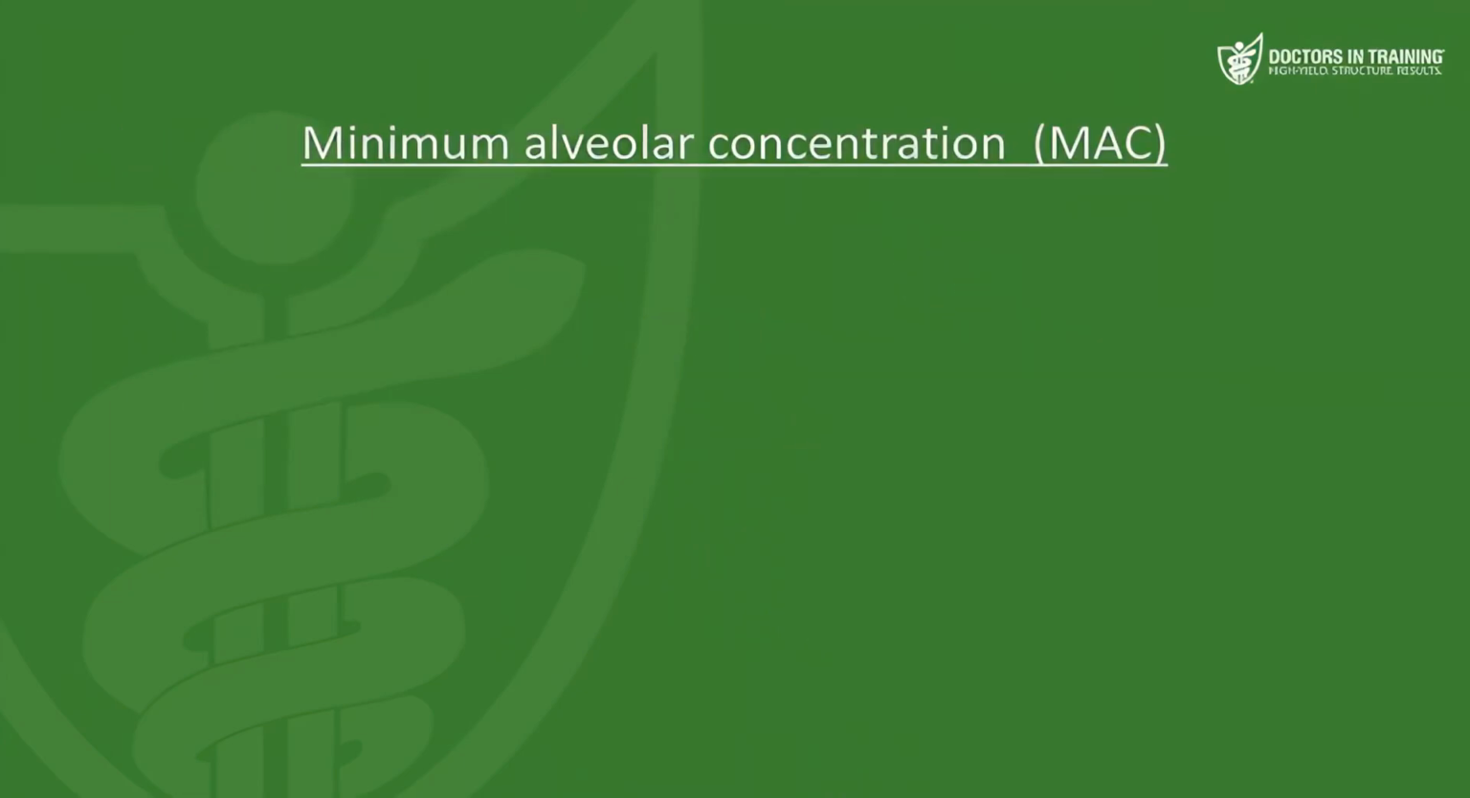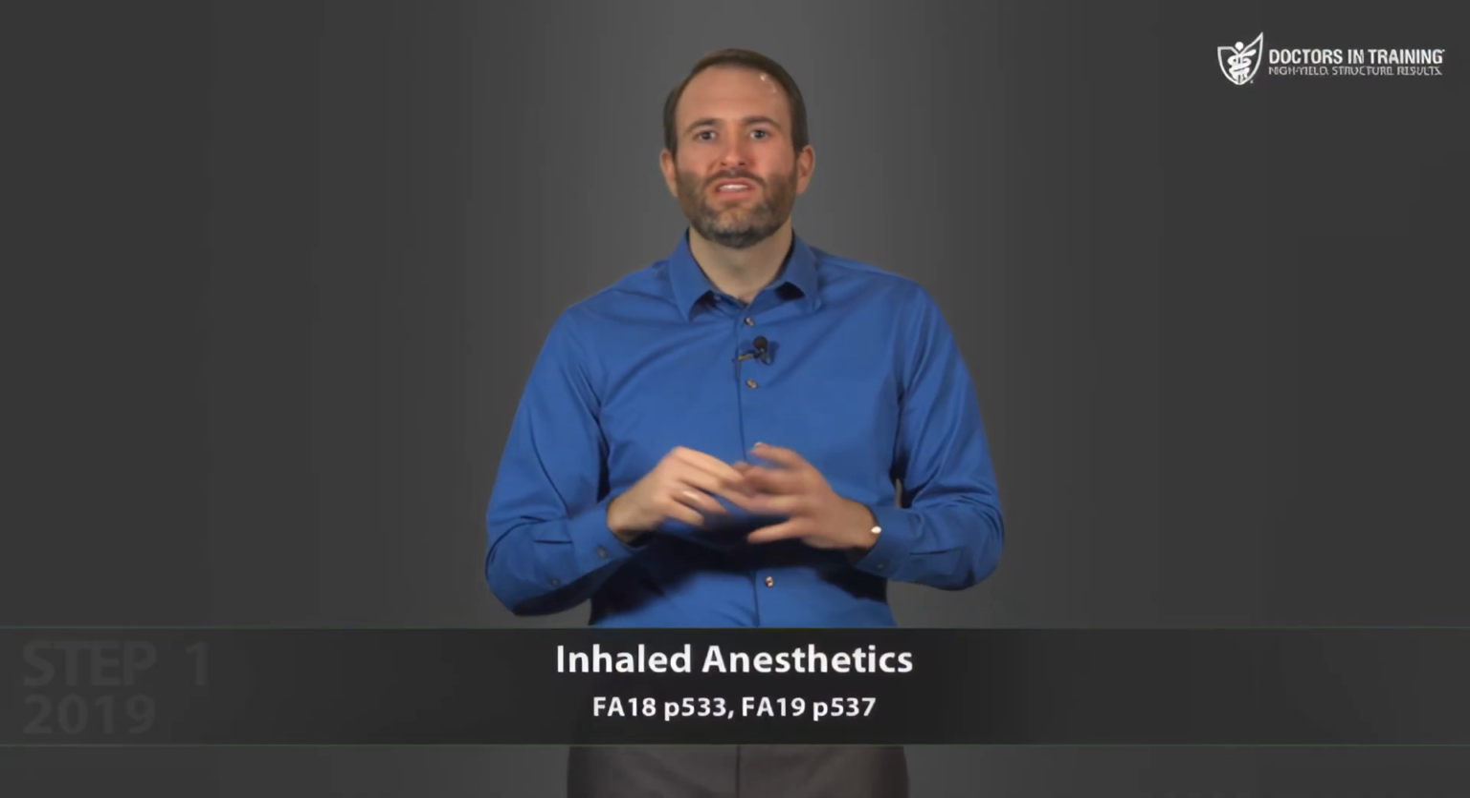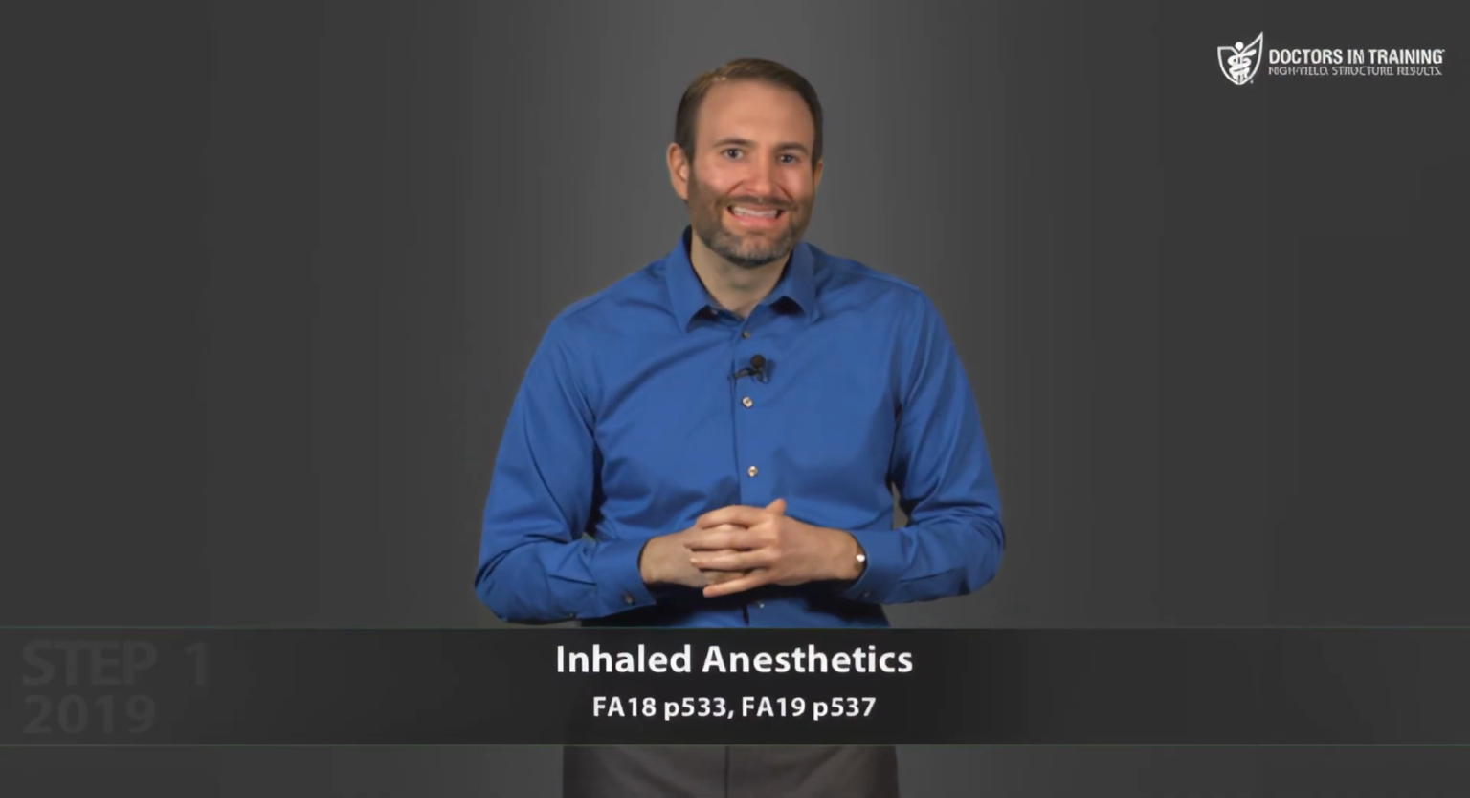And then the next concept to discuss very briefly is the MAC, the minimum alveolar concentration. So the MAC is the concentration of inhaled anesthetic that is needed to prevent movement in 50% of patients after a painful stimulus. So how much does it take to get 50% of those people to be knocked out? All right, so now let's use these concepts and look at some inhaled anesthetics.